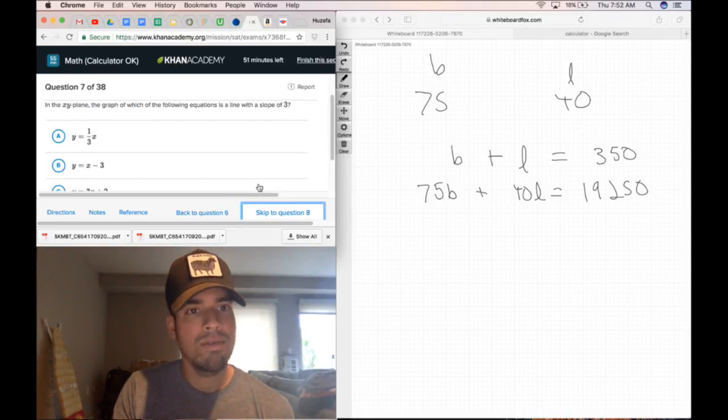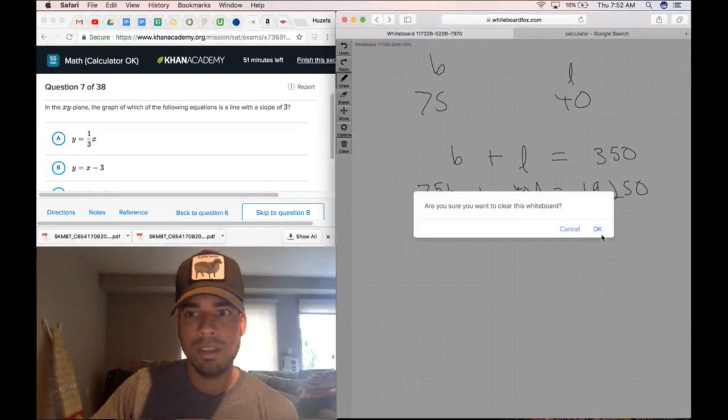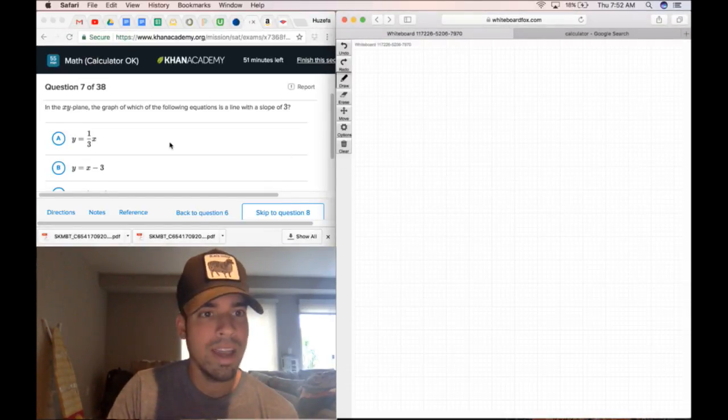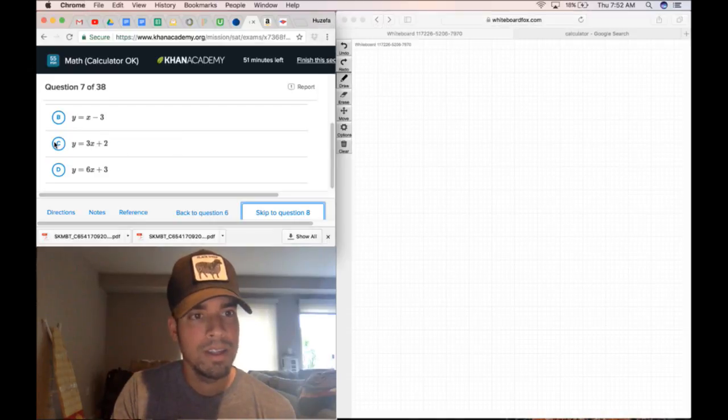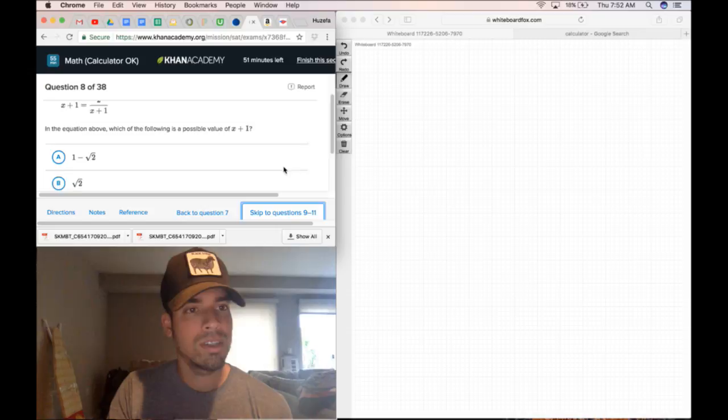In the xy plane, the graph of which of the following equations is a line with a slope of 3? All we got to do is make sure y is isolated and that the 3 is multiplying the x. Hopefully you know y equals mx plus b. It's this guy, simple as that. You can solve that in 5 seconds.